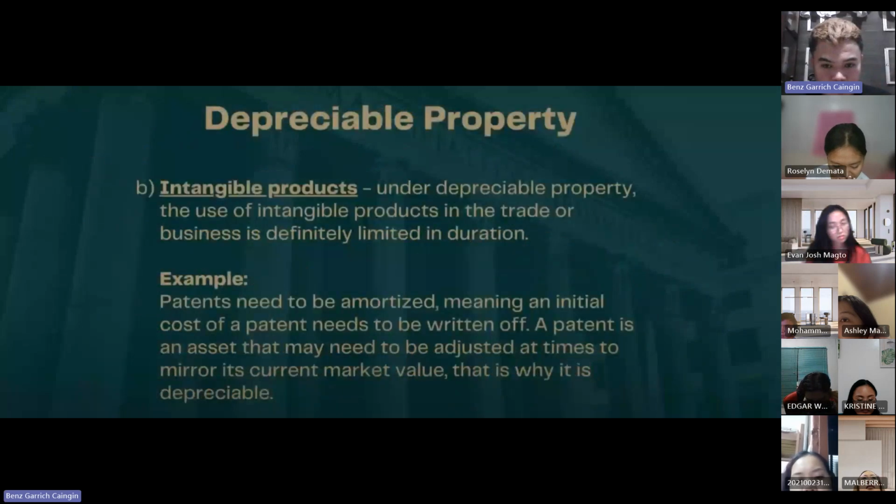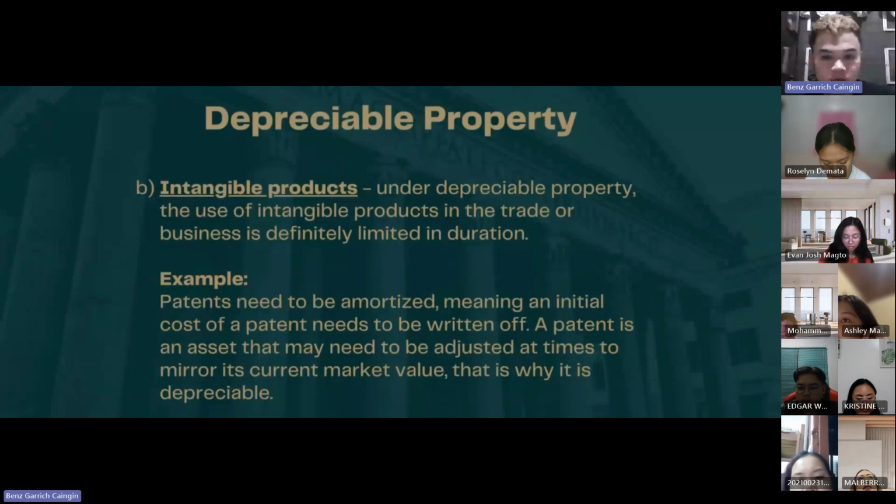Next we have intangible products or objects that are not physical in nature. Under depreciable property, the use of intangible products in the trade or business is definitely limited in duration. An example of these are patents. Patents need to be amortized, meaning the initial cost of a patent needs to be written off. A patent is an asset that may need to be adjusted at times to mirror its current market value. That is why it's depreciable.